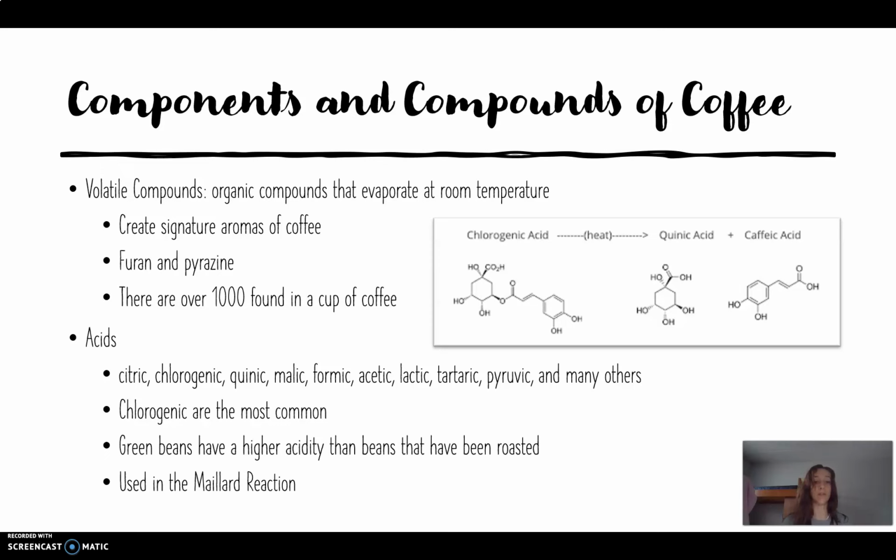Now, some acids found in coffee are citric, chlorogenic, quinic, malic, formic, acetic, lactic, tartaric, pyruvic, and many others. Chlorogenic is the most common, and I'll talk about it later, but it is also an antioxidant. Green beans have a higher acidity than beans that have been roasted, because the roasting process takes out some of the acidity. There are also broken down amino acids, which are used in the Maillard reaction, like I said before.